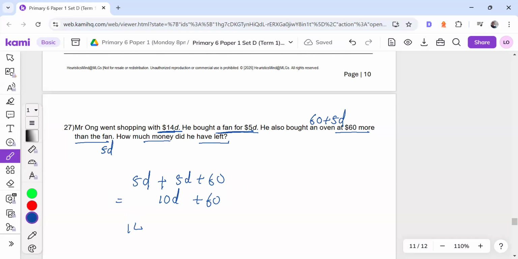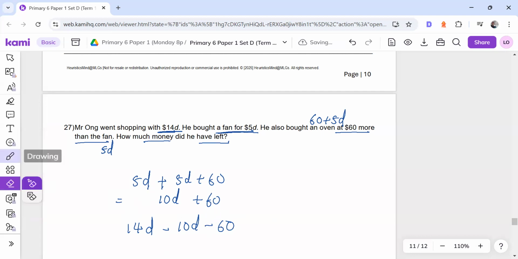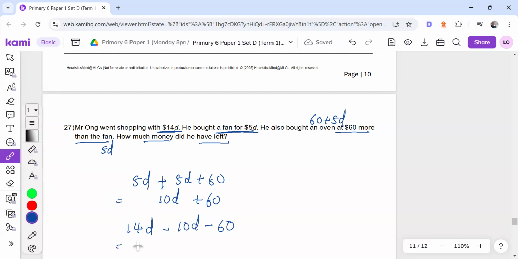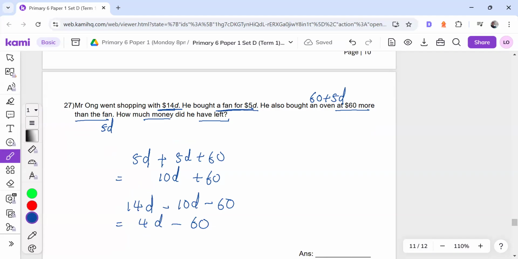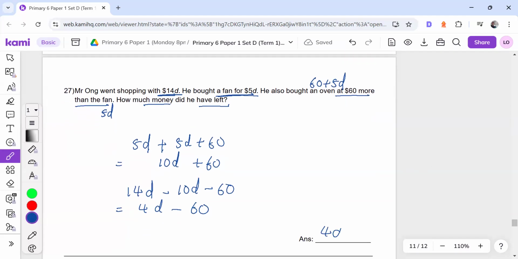You will have to take all his money at first and minus the money he spent altogether. Correct? And then what do you get? So you will have 14D minus 10D. That will be 4D minus 60. All right, so your answer will be 4D minus 60, in brackets, dollar sign. Okay, let me just double check.